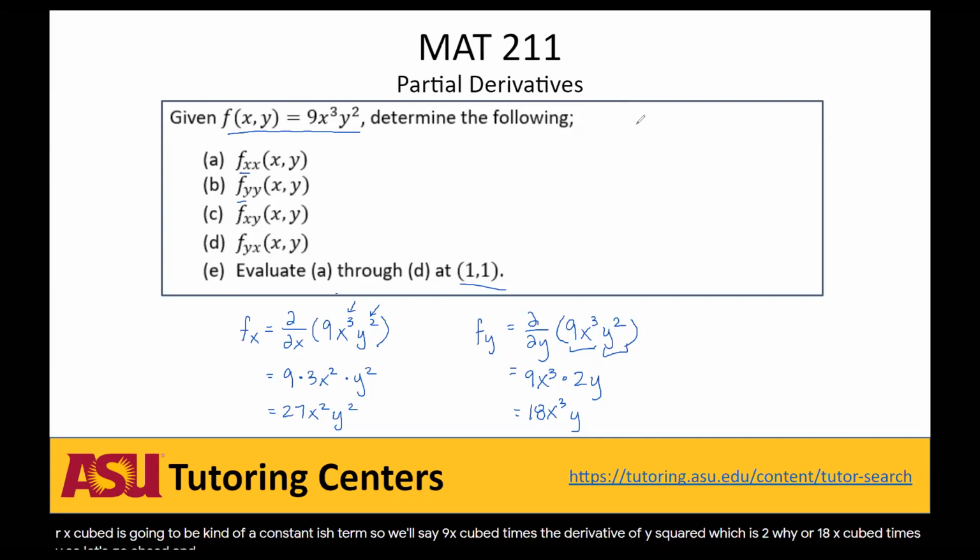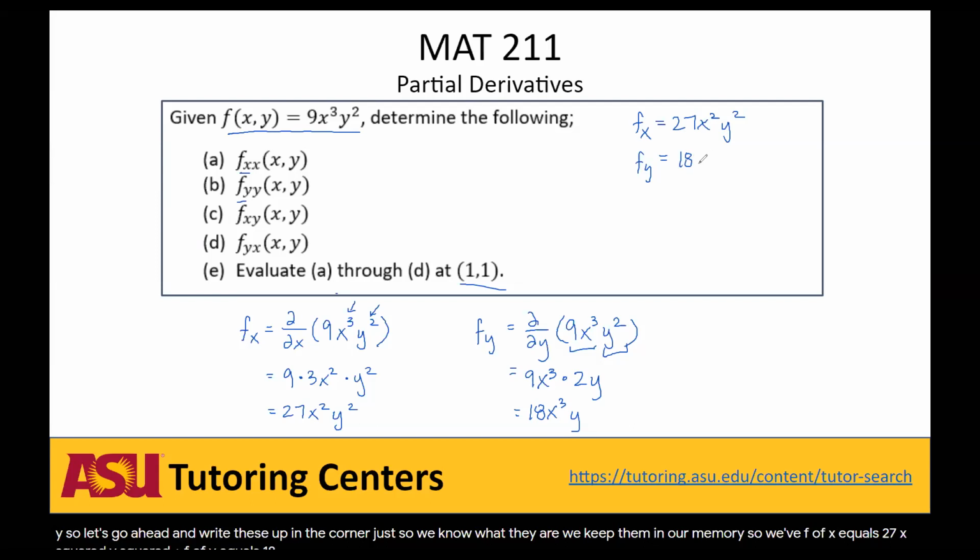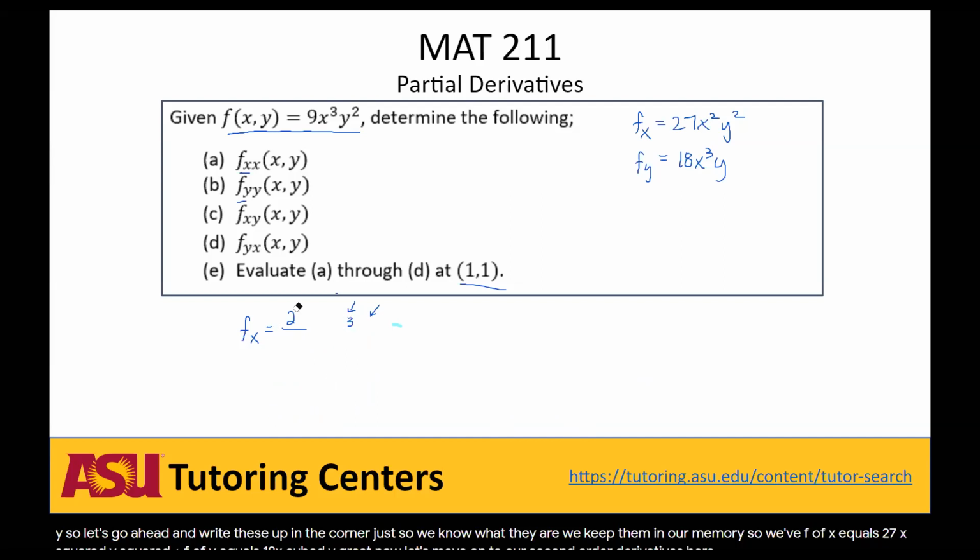So let's go ahead and write these up in the corner just so we know what they are. We keep them in our memory. So we have f of x equals 27x squared y squared, and f of y equals 18x cubed y. Great. Now let's move on to our second order derivatives here. First, we'll clean up some space.